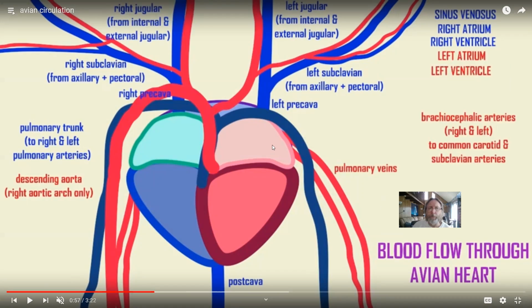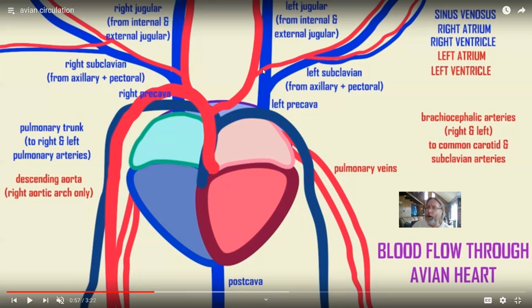There are brachiocephalic arteries coming off the arch of the aorta. Now remember, there could be two arches of the aorta from both the left and the right third aortic arches. Mammals will keep the one on the left. Birds will only keep the one on the right. So this is only the right systemic arch.